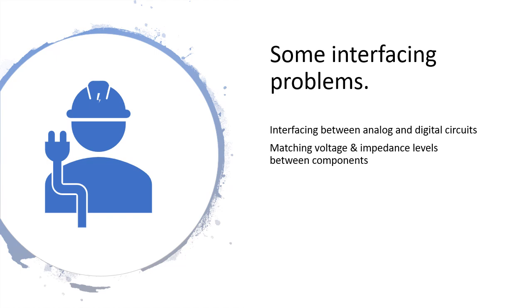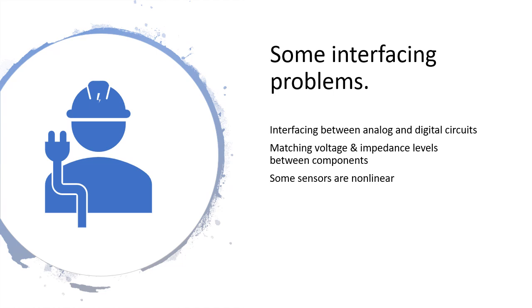Another interface problem is matching voltage levels between components. A sensor may put out a 0 to 0.5 volt range, whereas the receiving component may need a signal in the voltage range of 0 to 10 volts. Or a sensor may put out a high impedance signal, which is easily loaded down and needs to be converted to a stronger low impedance signal.